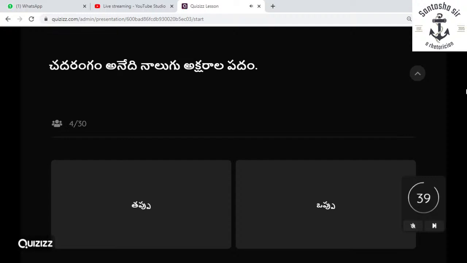Chadarangam is a 4-letter word. Is it right or wrong? The earlier question, maybe it should be vam instead of va. Chadarangam is a 4-letter word.